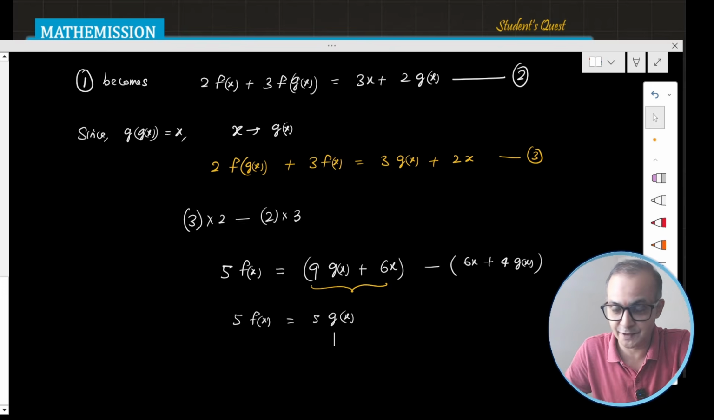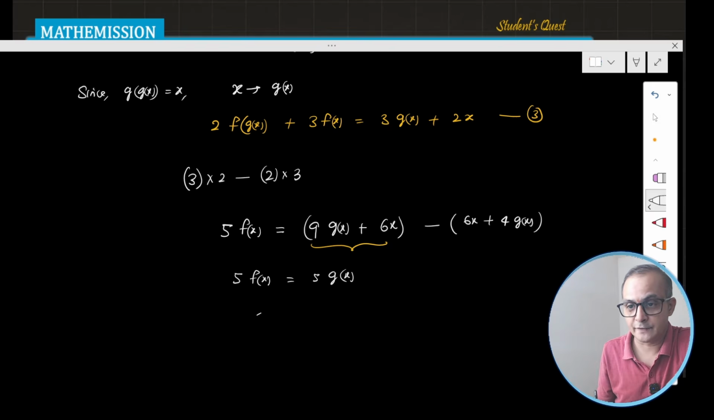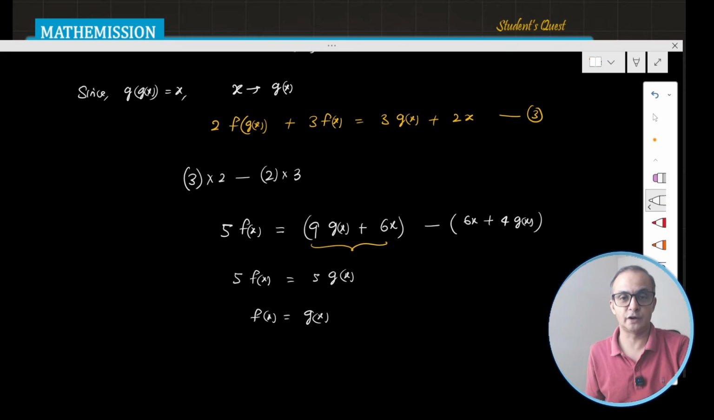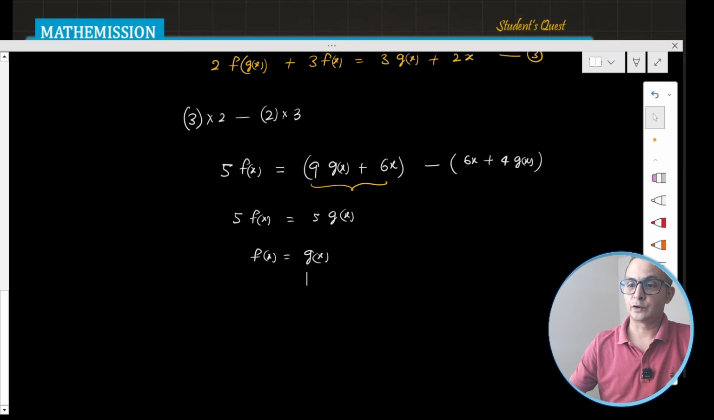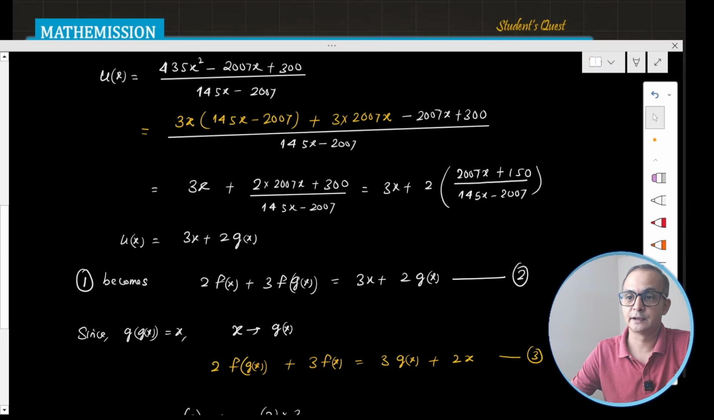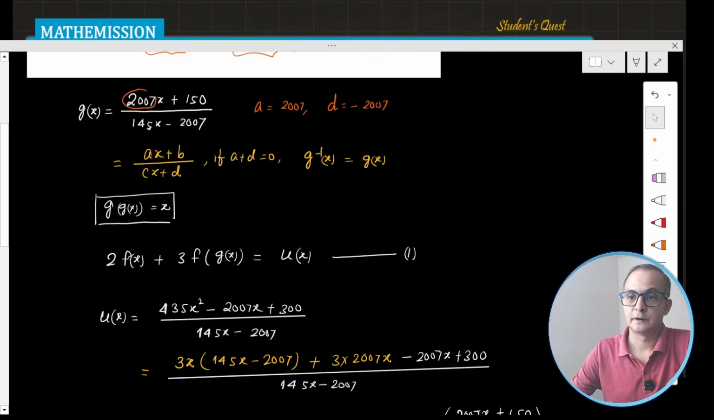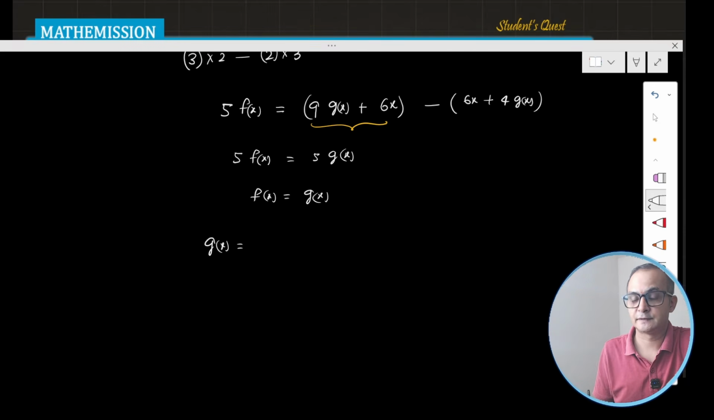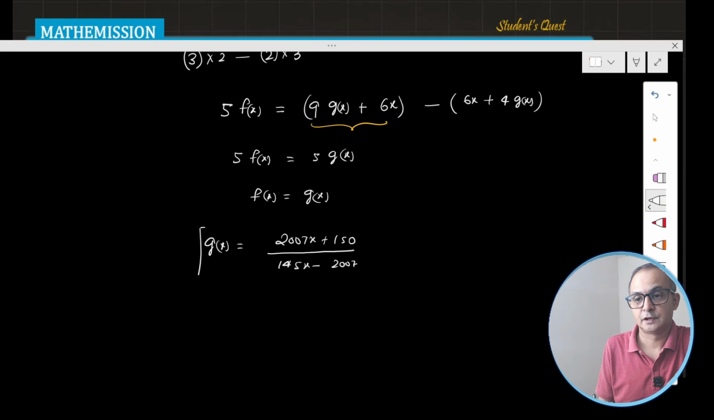It means what we observed here, very interesting, is that f(x) is equal to g(x). The function we were looking for was already there in the question. The g(x) is nothing but the same function we assumed in the beginning, that is (2007x plus 150) divided by (145x minus 2007). This is, by the way, f(x) also. So we found the function.